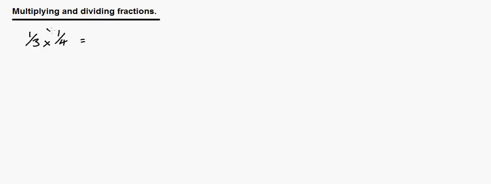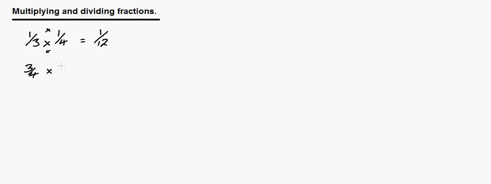Well, you just multiply the top of the fraction and you multiply the bottom of the fraction. So 1 times 1 is 1 and 3 times 4 is 12. That's it. Sorry, I could try and make it more complicated for you if you like.